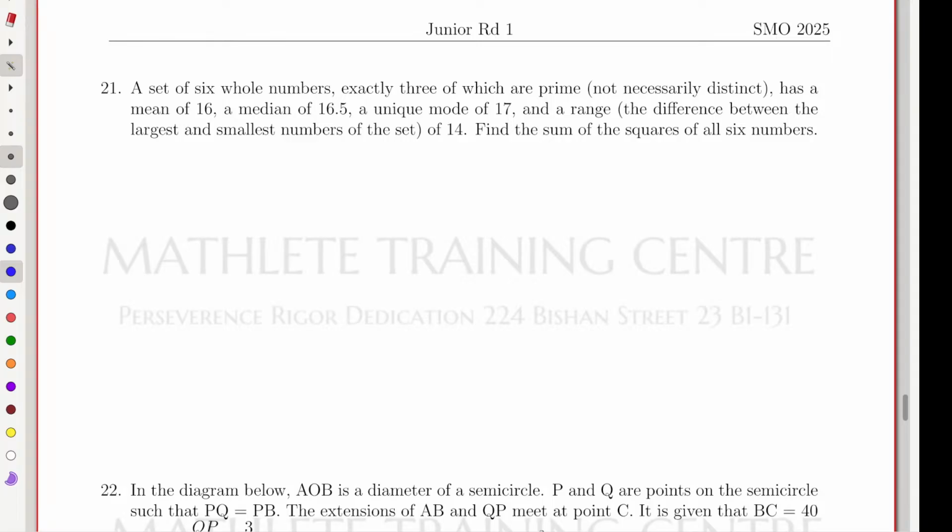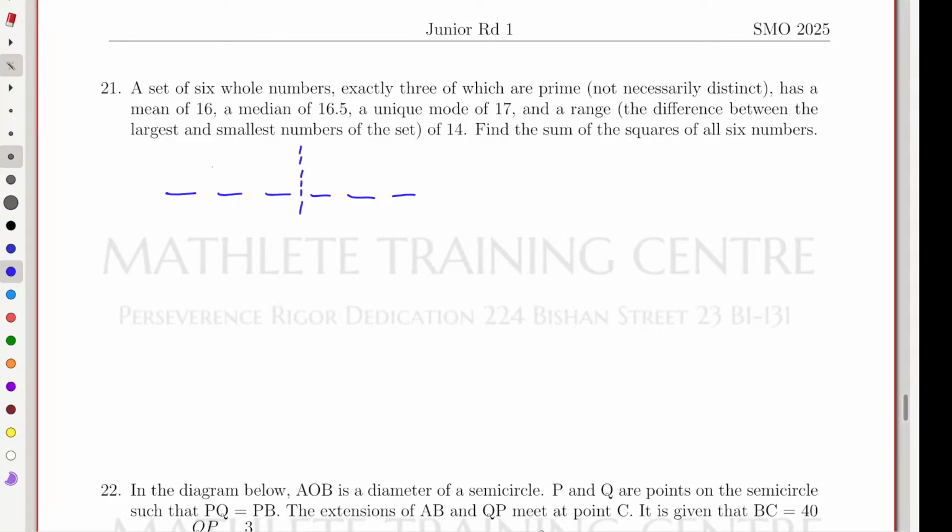Question number 21. We have a set of 6 whole numbers, exactly 3 of which are prime, and they're not necessarily distinct. There's a mean of 16, a median of 16.5, and a unique mode of 17. So we usually start with the unique mode first. Unique mode means that the most common number is unique, so the most common number will occur at least twice.